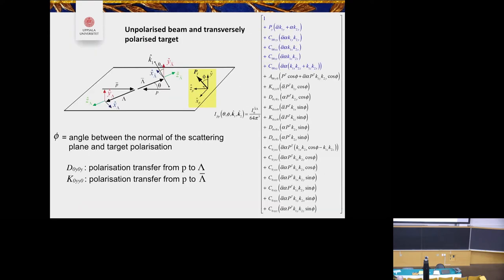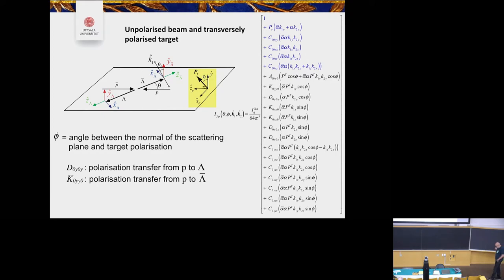I would like to make a few remarks on what you can learn by measuring with a polarized target, because that was done at LEAR. That was done with a transversely polarized proton target. So in addition to the scattering angle and the decay angle of the proton in the lambda rest frame, you also have the angle phi, which is the proton target polarization with respect to the scattering plane. So you have access to all these spin observables. I will not bother with the detail, but I just want to point out two observables which are of interest: the D_YY, which tells you how the polarization is transferred from the proton to the lambda, and the K_YY, which gives you the polarization transfer from the proton to the anti-lambda.